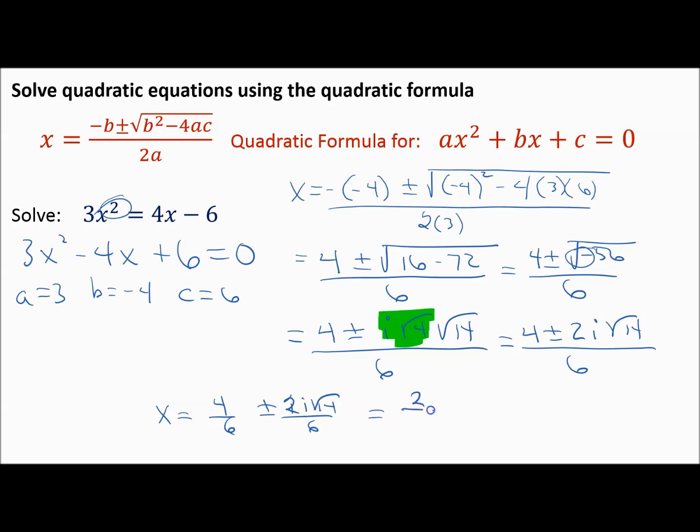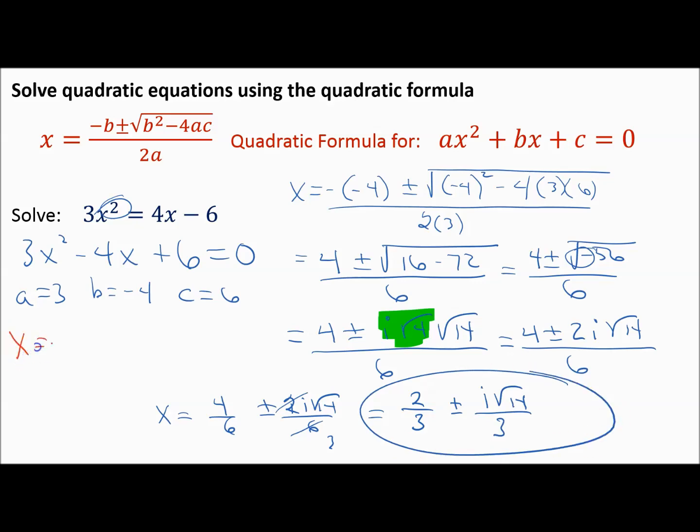4/6 is 2/3 plus or minus the 2/6 gives me 1/3, or I could just write i square root of 14 over 3. So that's my two answers. If I write those split up, that would be x is equal to 2/3 plus i square root of 14 over 3, and x is equal to 2/3 minus i square root of 14 over 3.